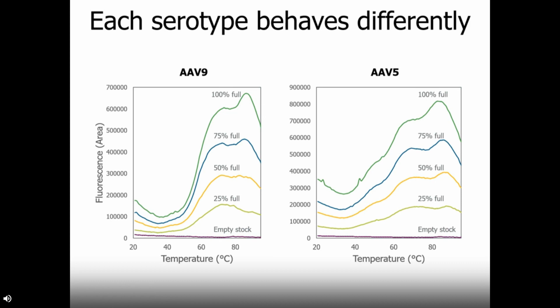You also notice that for both of these samples, as we increase the number of empty capsids or decrease the percent full present in the sample, the signal coming from SYBR Gold also decreases, which is what you expect because there's less DNA present in the sample.